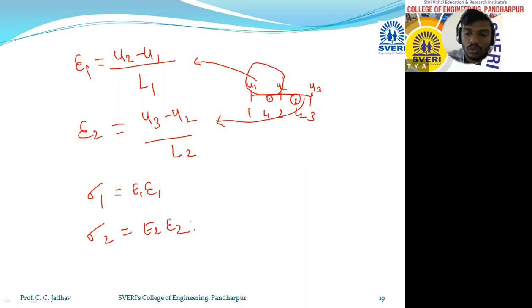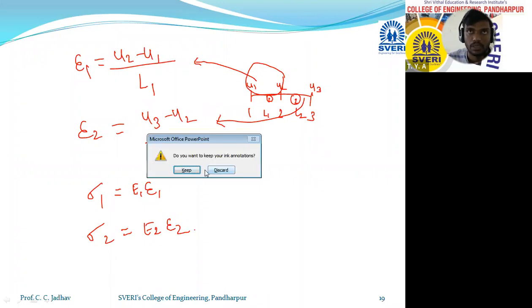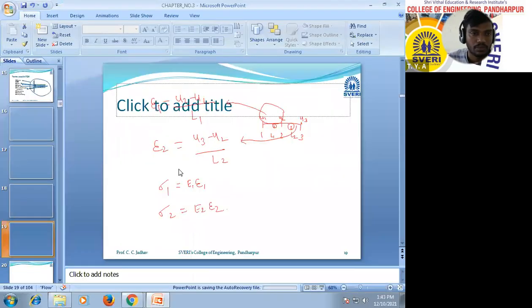Okay, so I think we have to start with the first problem. So I will show you the first problem. We'll see how to solve the theoretical problem. Already we have seen it in our ANSYS problem. Okay, so we'll see one by one.